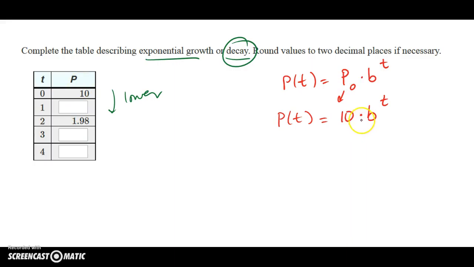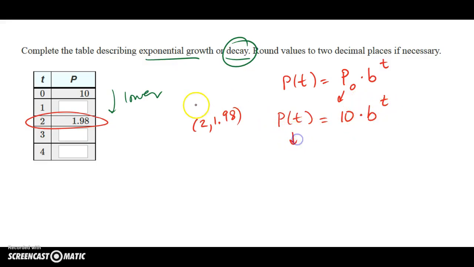So I have P of t equals 10 b to the t. In order for me to divide two successive ones, I would need to know what this is to divide it by 10, or take this and divide it by whatever this is to find my b. So instead of doing that, since some things are missing, we'll just use this piece of info given that says when t is 2, P of t is 1.98. So we'll use that and plug in the givens to find my unknown in this case.